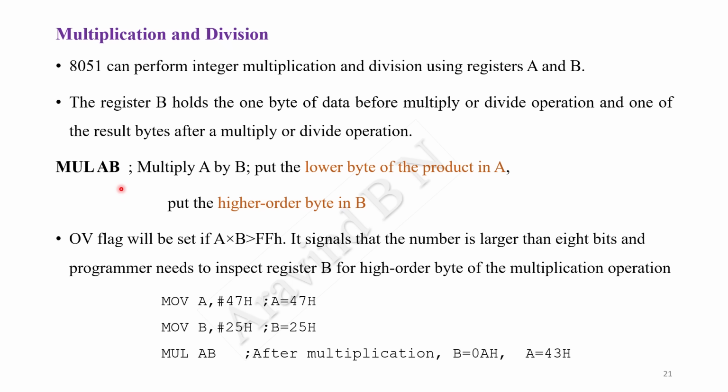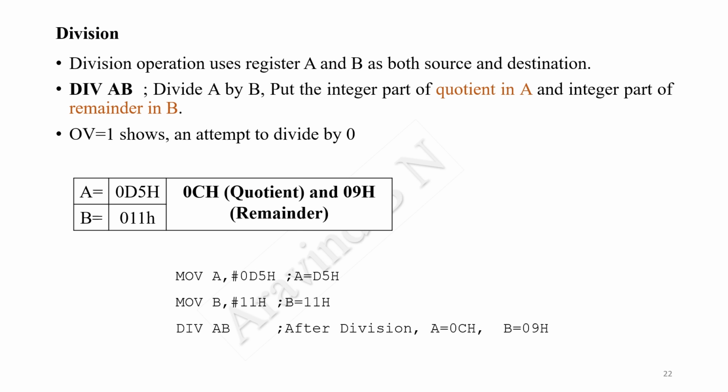MUL AB is the multiplication operation. So it is being done, and it has been listed over here. You can just go through that. And then with respect to the division, here are the details of the division. DIV AB, that means for multiplication and division, compulsorily you have to make use of register A as well as register B only. No other registers or direct memory locations are applicable for this one. So the data must be present in A and B only.